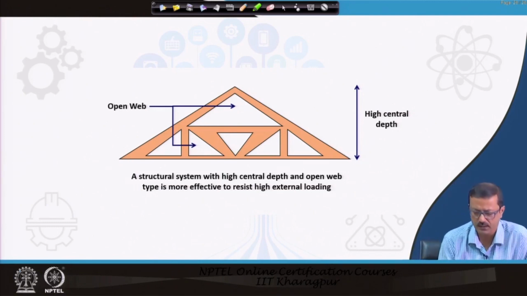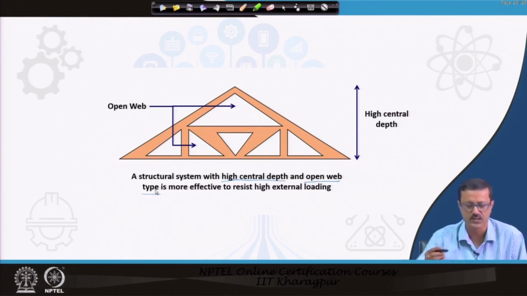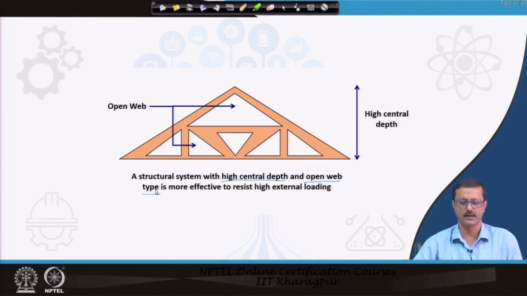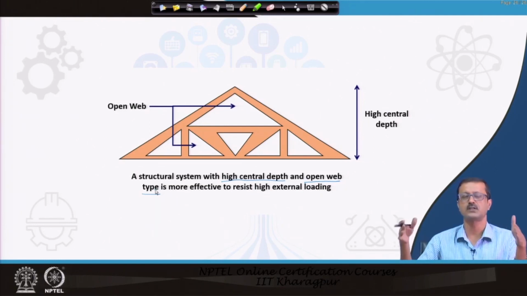So, the high central depth with the open web type is more efficient, which I discussed in the last slide also in the case of a 2-point load; this is for the 3-point load. This type of structure concludes to be a truss kind of structure, where you have seen a triangular arrangement in the central portion of the particular truss or span.